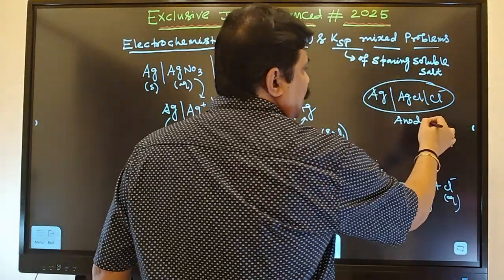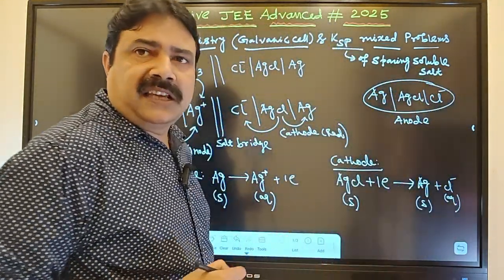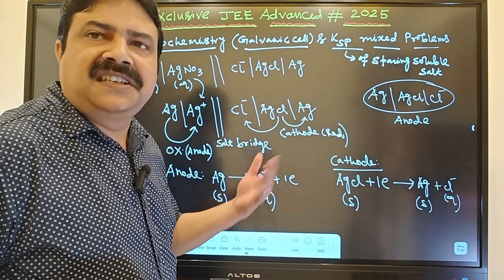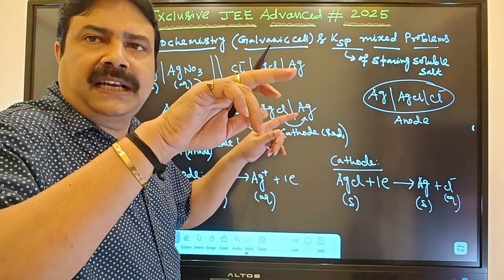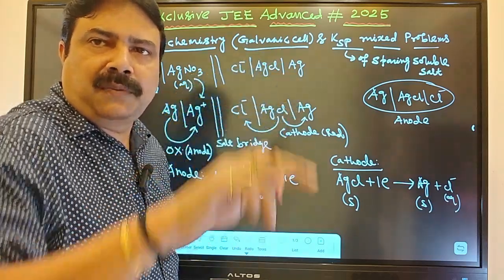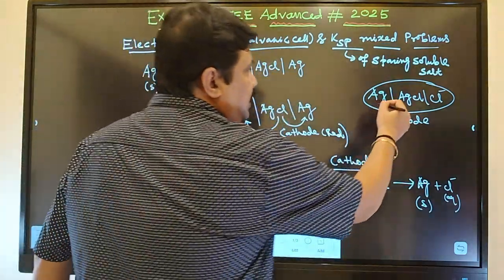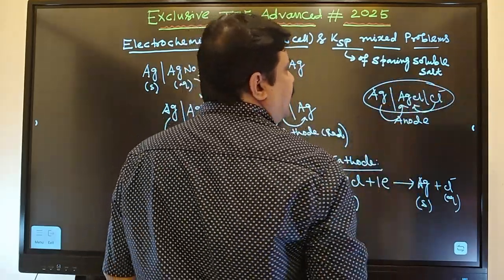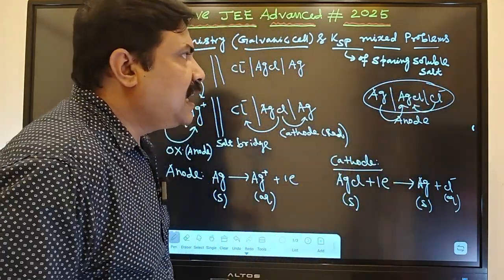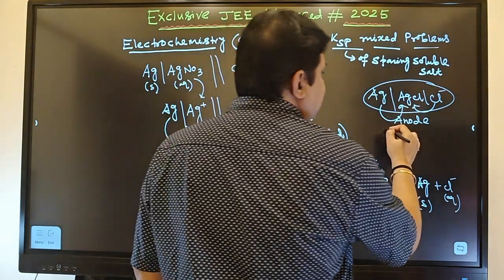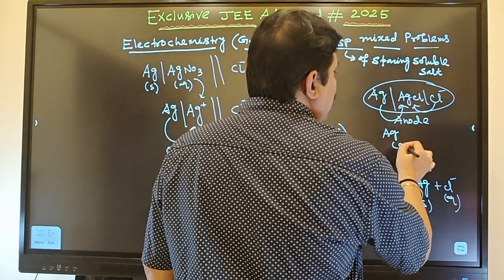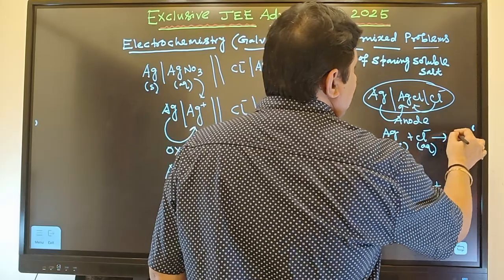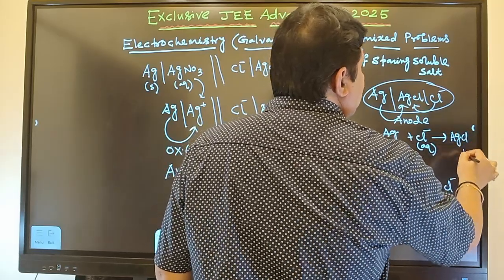And anode means, I told you, AC. AC means coming from both sides, it is coming to the middle. Cathode means CG, going from the middle, both sides going. Anode means coming from both sides to the middle. That means here how will it happen? Like this. Then immediately I can write that Ag, silver solid, is combining with Cl minus, which is aqueous, and then they are forming AgCl by loss of 1 electron.